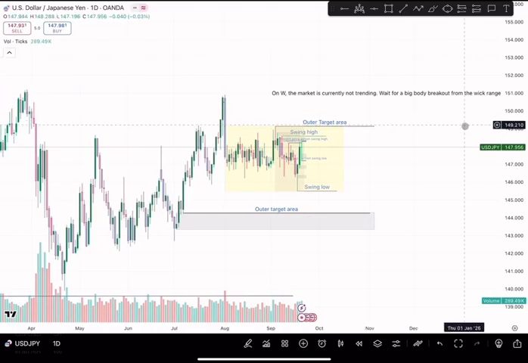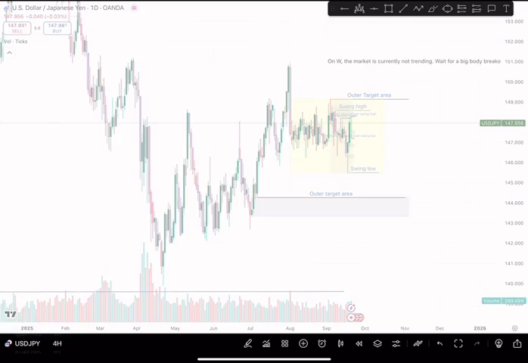Because these wicks right here generally mean that there is a big indecision in the market. So the buyers and the sellers are just at it. There's no strong momentum from the buyers or any strong momentum from the sellers.